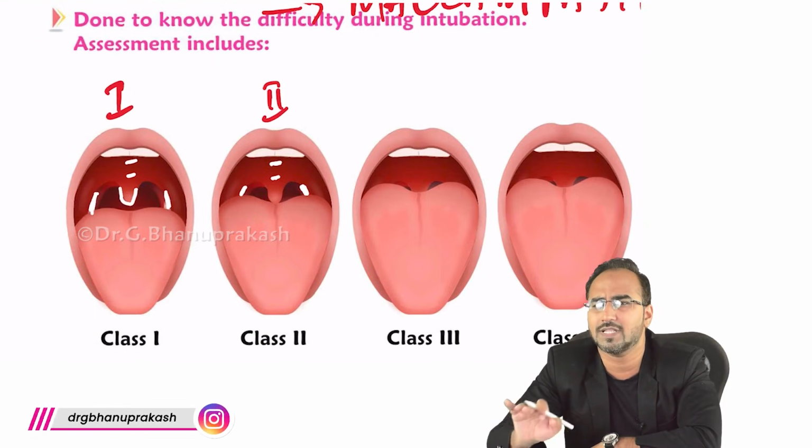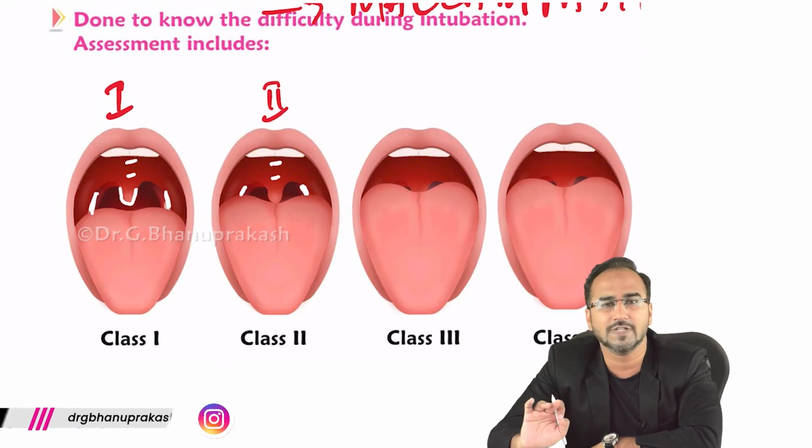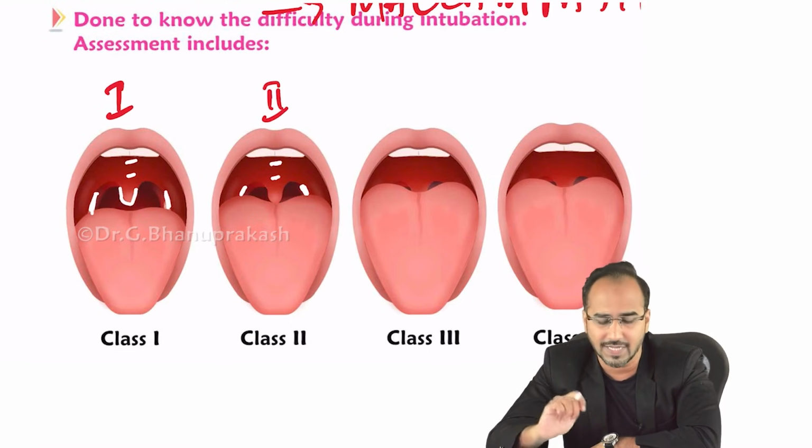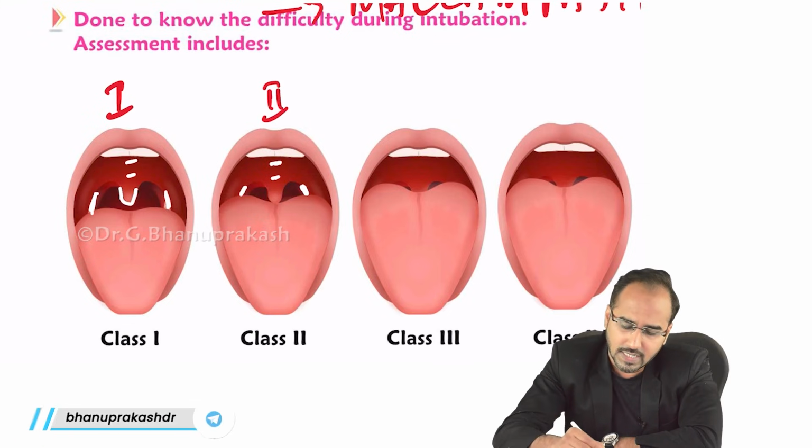Class 1 means hard palate, soft palate, uvula, tip of uvula, tonsillar pillars. All the things are visible. That is class 1. Class 2 meaning what? Hard palate, soft palate, uvula, tip is not visible but tonsillar pillars are visible. That is class 2. Class 3, when do you call it as class 3? Class 3 meaning what, guys?